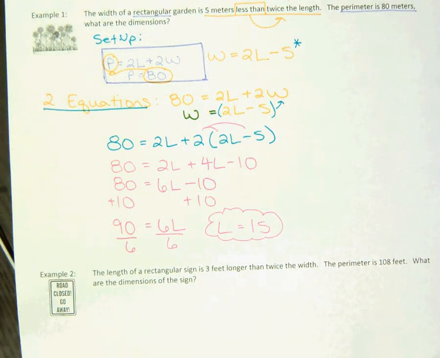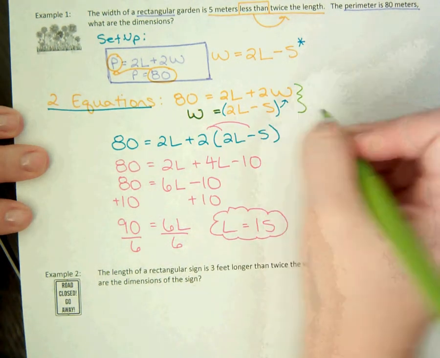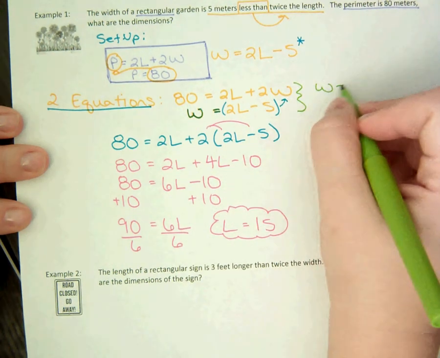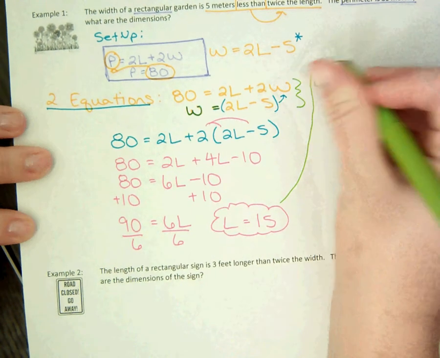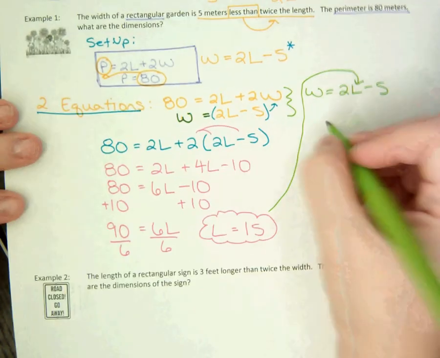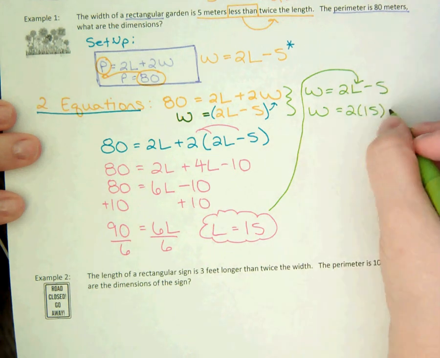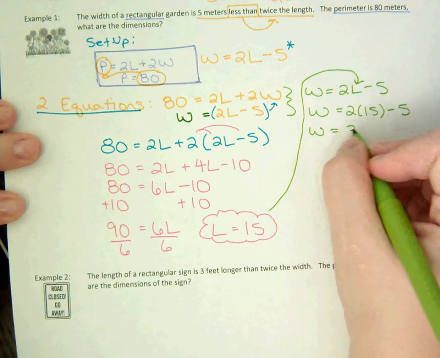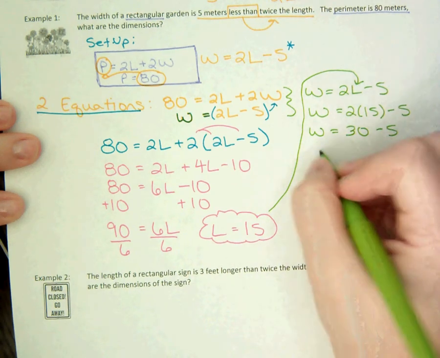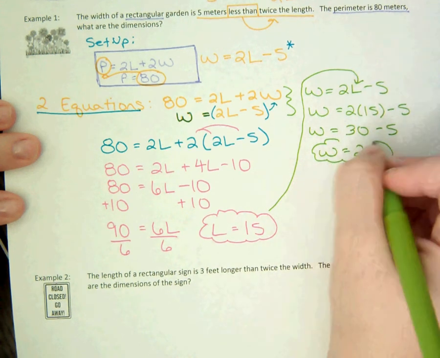This part should be just like the previous video. Once we have one answer, we plug it back into either one of the original equations. The second one would be a little bit easier. W equals 2L minus 5. We just figured out that L is 15. So W equals 2 times 15 minus 5. 2 times 15 is 30, minus 5. Our width is going to be 25.